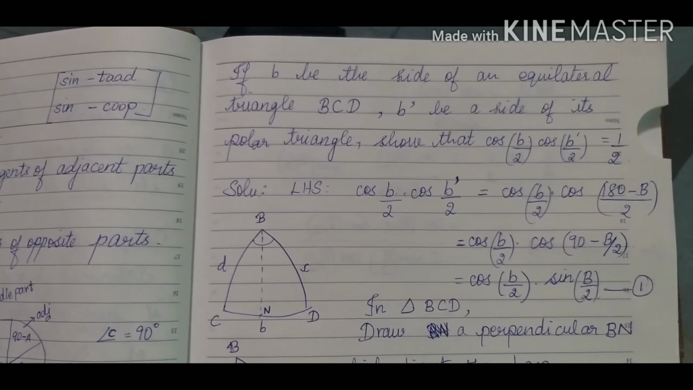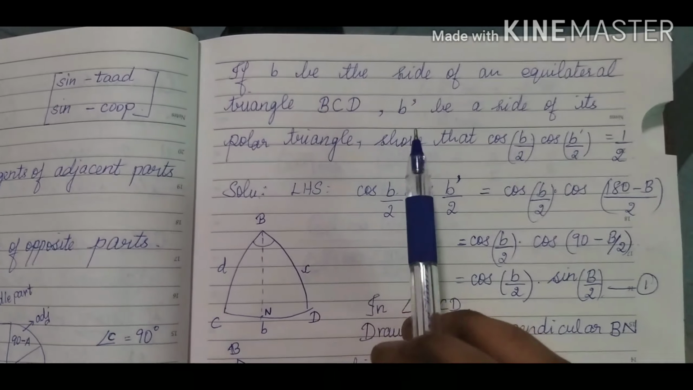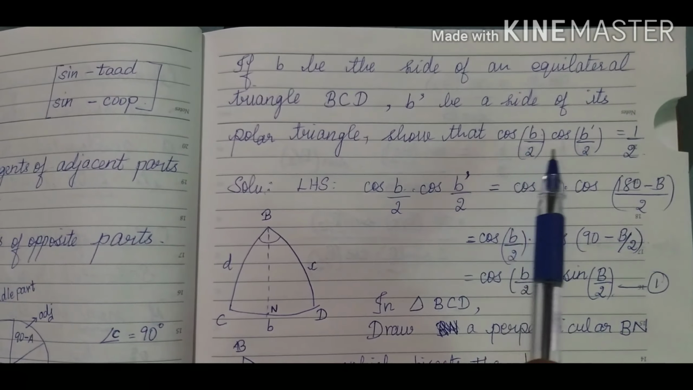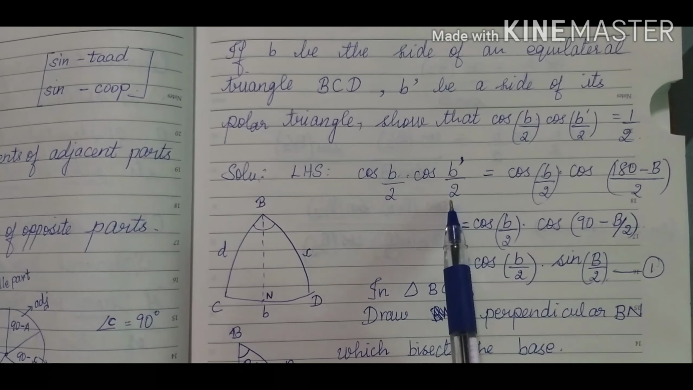If B be the side of an equilateral triangle BCD and B dash be a side of its polar triangle, show that cos B by 2 into cos B dash by 2 is 1 by 2. So I'll begin with the left hand side. We have cos B by 2 into cos B dash by 2.